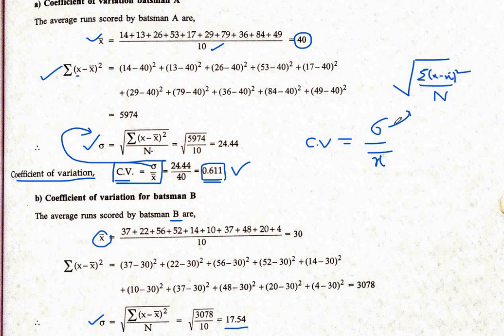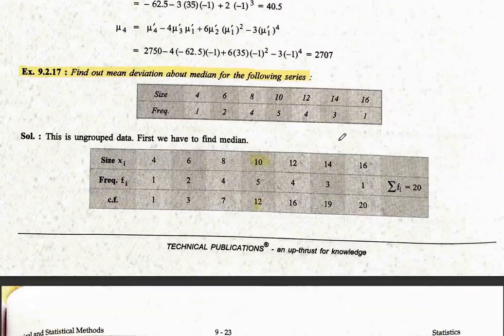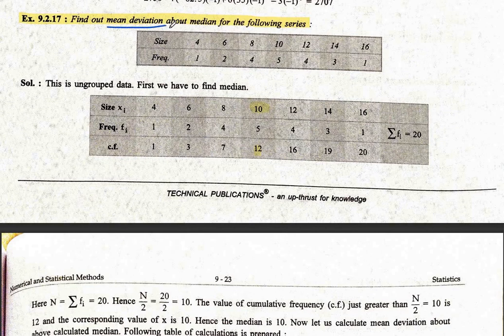N is the total number of values. Okay, another problem: we have to calculate the mean deviation about the median. Here we have to calculate the median, and the values of x and the frequency are given in the problem.